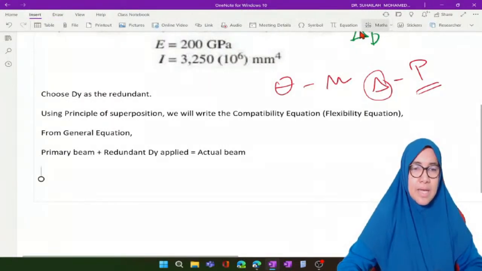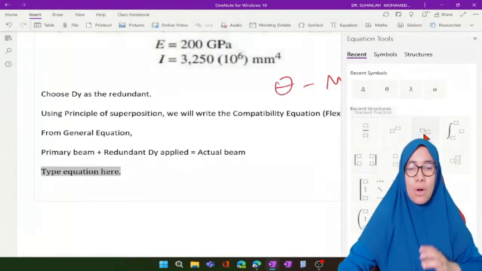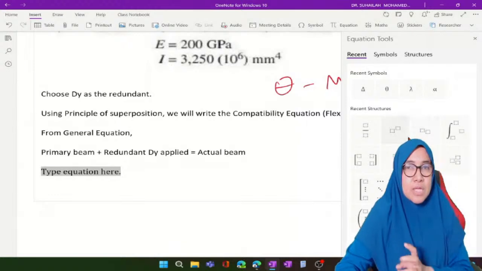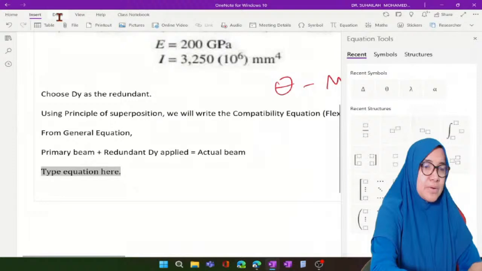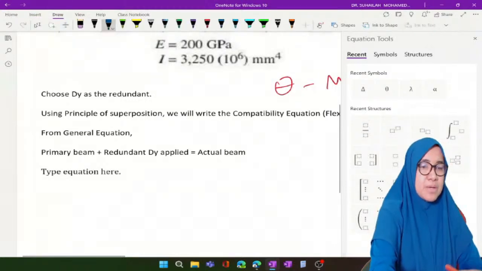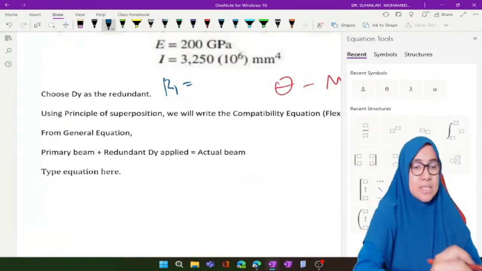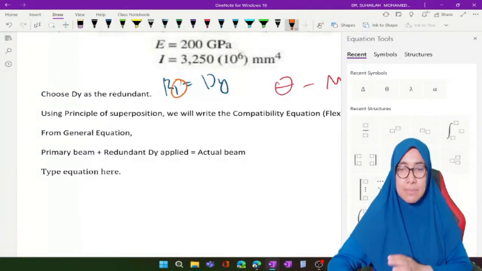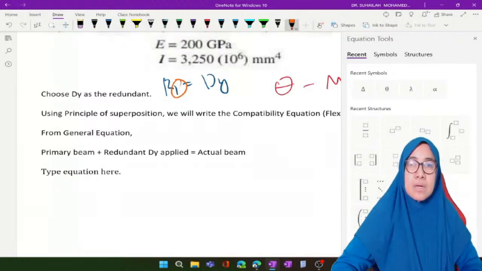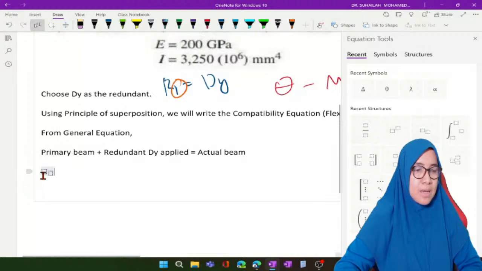So it is delta D naught, or we can also change D to numbering. Because D is the redundant, we declare Dy as redundant number 1, because this is a one-redundant system. So now we are going to use 1 as the symbol, replacing D. So we have delta.